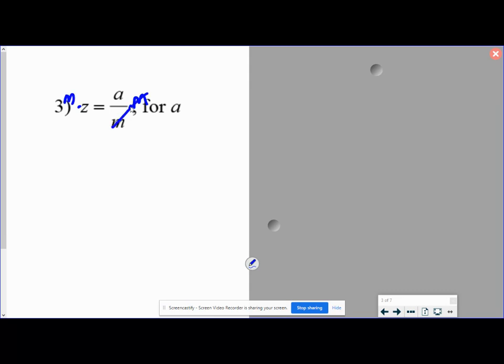So the m's would go away. There's my a. Now, I really don't care if you write mz or zm. I guess the z was there first, so I would probably do it this way. But a lot of times we also want things alphabetical, so I don't care which way you would write that. Either way would be just fine for me.